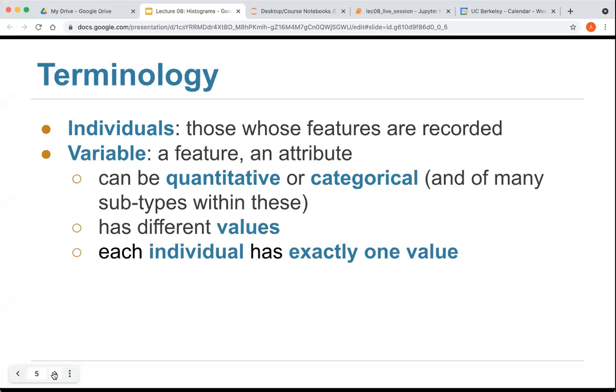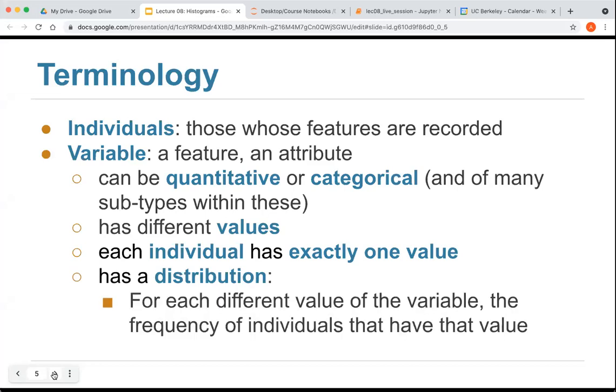Now, this is important. If you define your variable so that your values are overlapping, that is, one individual can have more than one, then you need to clean things up a bit before you get to distributions. So a distribution is simply a two-column table. Basically, it is a list of all of the different values of the variable, along with all the frequencies. Now, what does frequency mean? It is the number of individuals that have that particular value. Could also be a percent.